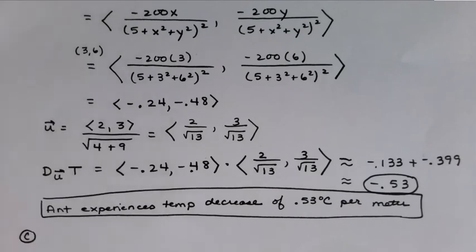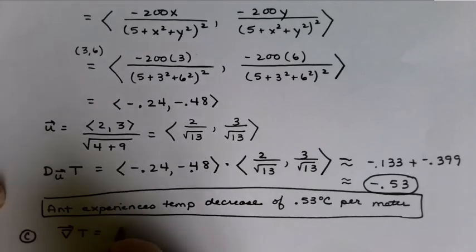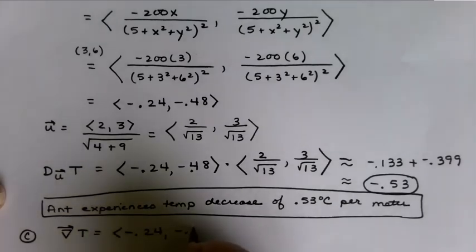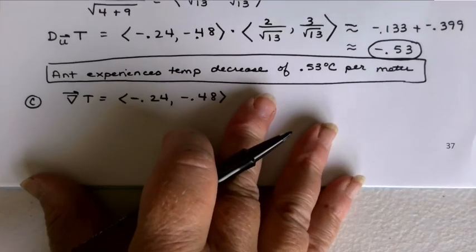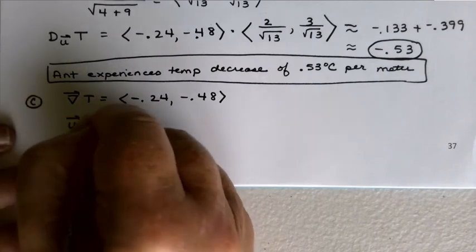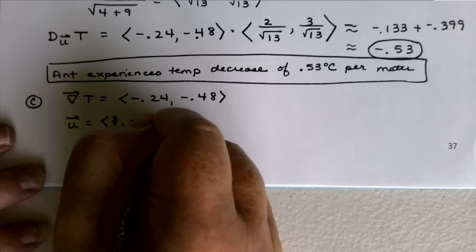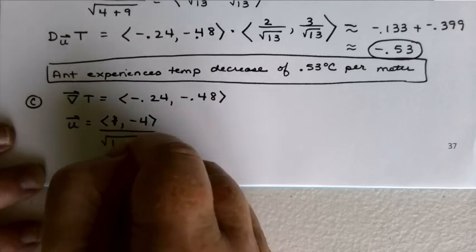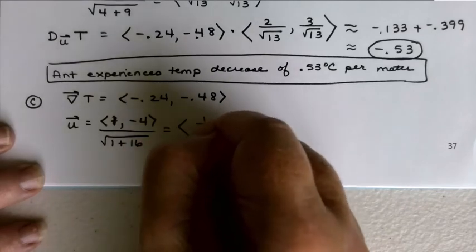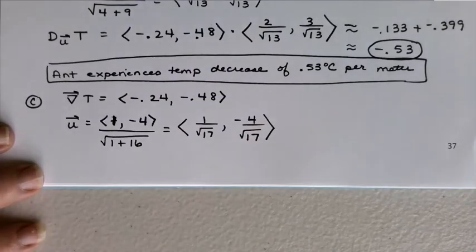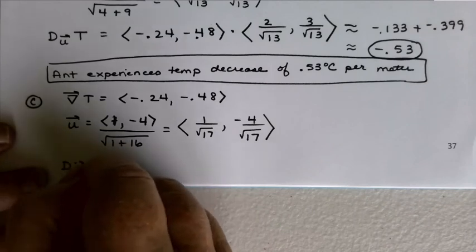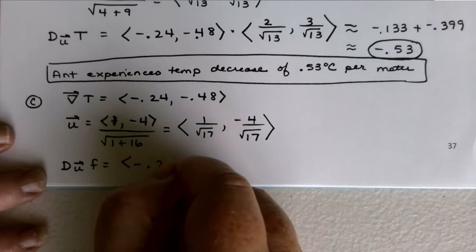All right, for part C, we've actually done most of the difficult work. We still start at the point 3, 6, meaning that our gradient vector won't change. The only difference is the direction that we want this ant to move. So we want it to go in the direction 1, negative 4. So my unit vector, positive 1, negative 4, will be 1 over the square root of 17, negative 4 over the square root of 17. And that means that our rate of change, or directional derivative, is just the dot product of those two vectors.